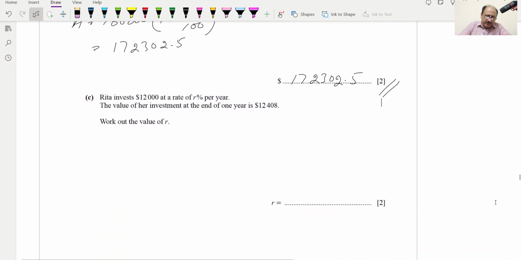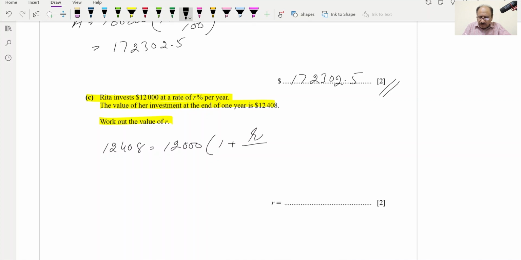Now C part says Rita invests this much at a rate of R percent per year, the value of her investment at the end of 1 year is this much. Work out the value of R. So again we'll be applying the same formula, and now we'll be finding the rate. So amount at the end of 1 year is 12408, and this is equal to principal amount into 1 plus rate R. We don't know the value of R, so we write R over 100, and raised to the power 1 for 1 year.